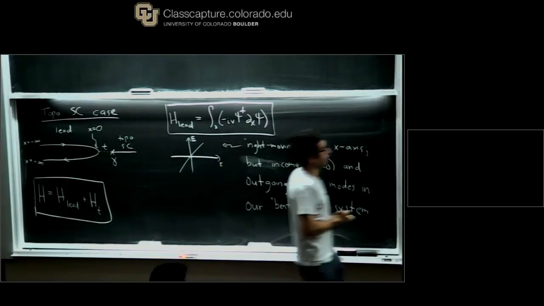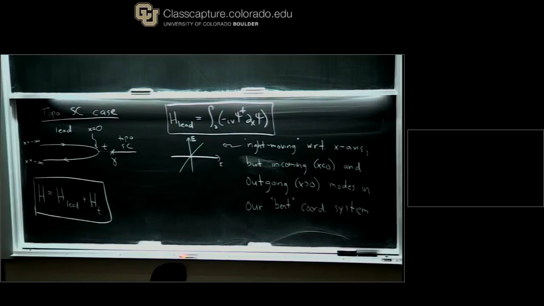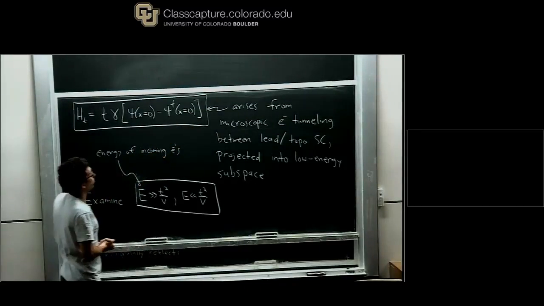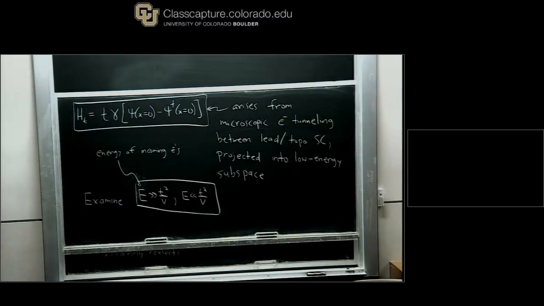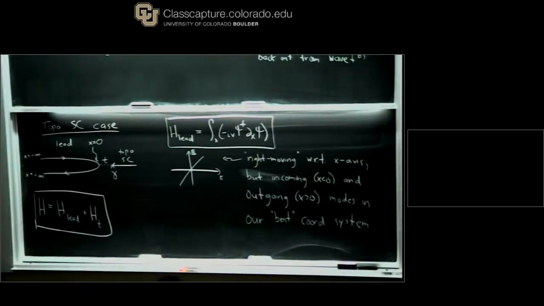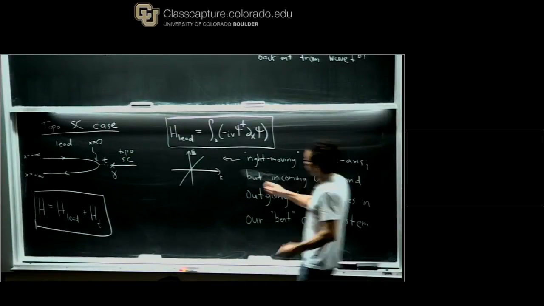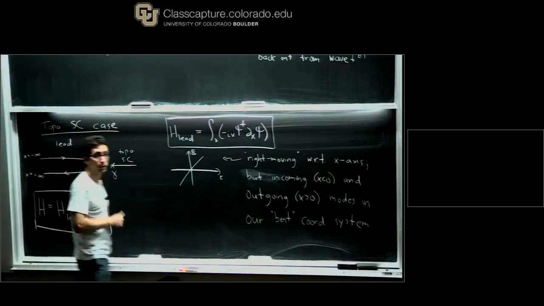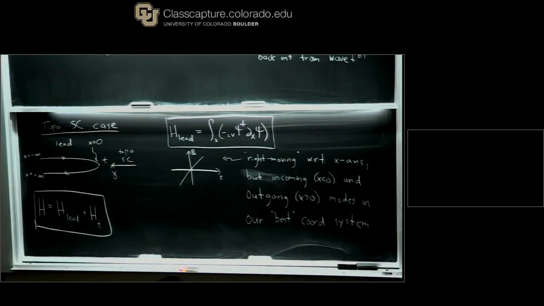For the other piece, H_T, I wrote down t times gamma multiplied by psi of x equals 0 minus psi dagger of x equals 0. Microscopically, this kind of coupling between the lead and the zero mode just arises from ordinary electron tunneling from here to here, projected into the low energy manifold. And by low energy manifold, I mean ignoring all the gapped excitations in this topological superconductor and just projecting onto the zero mode subspace.